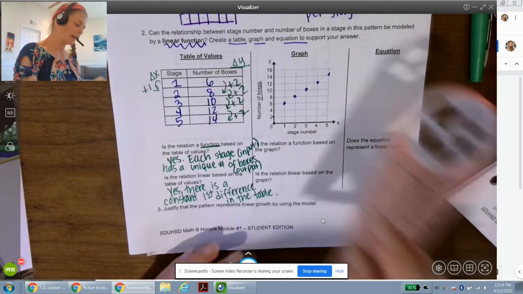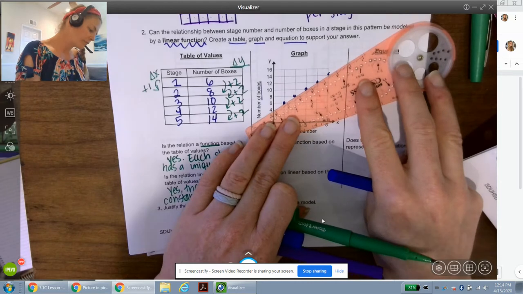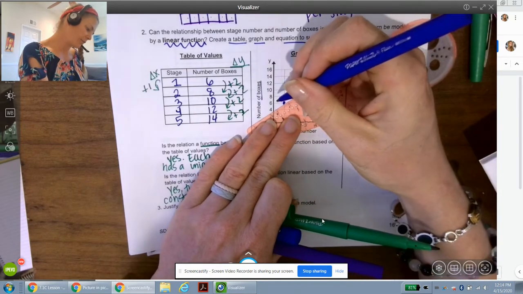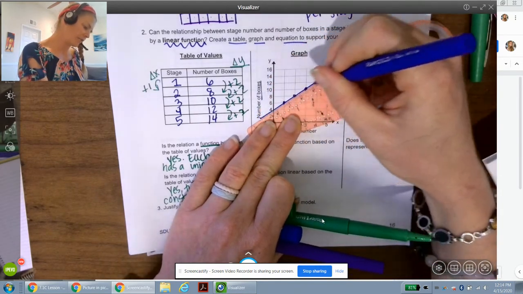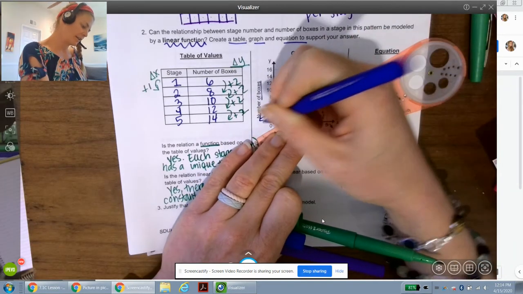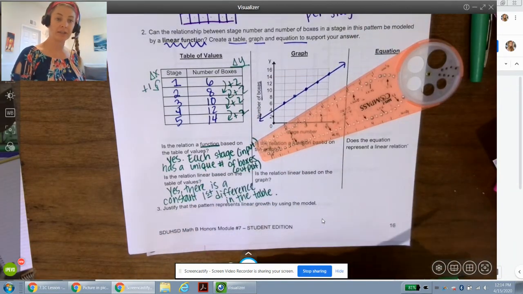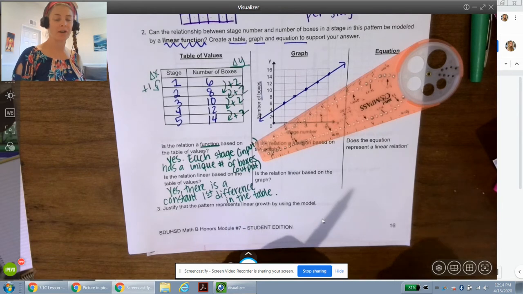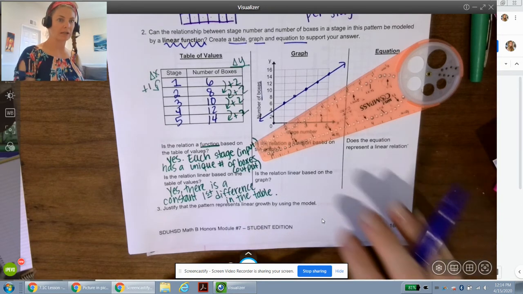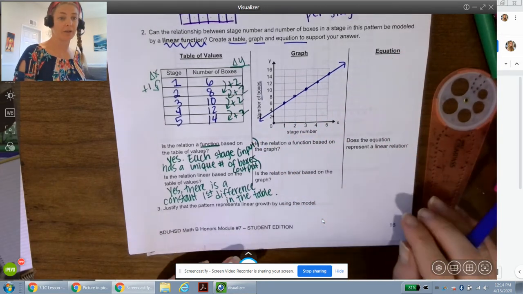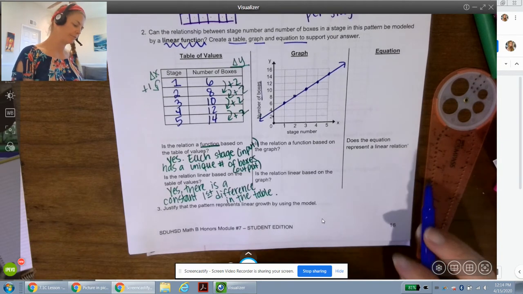And grab my straight edge. Notice we actually wouldn't have 0 boxes at stage 0 because we have a linear relationship. Stage 0 is talking about that initial number of blocks, or a b value in our equation, in slope-intercept form.